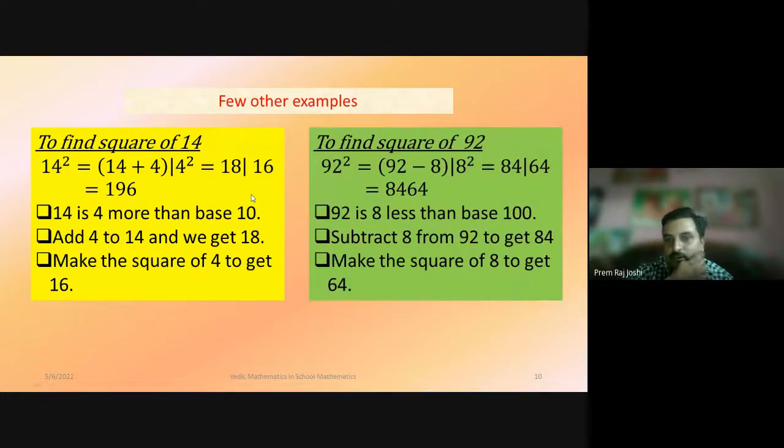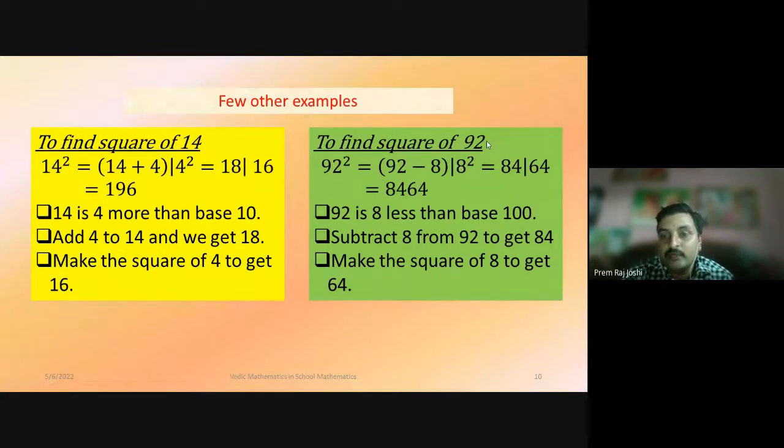So let us see another example. Let us see a little bit larger number, like if we want to find the square of 92. So first we will decide which base it is near to. Obviously it is near to the base 100, and it is deficient by 8. Okay, it is deficient by 8.